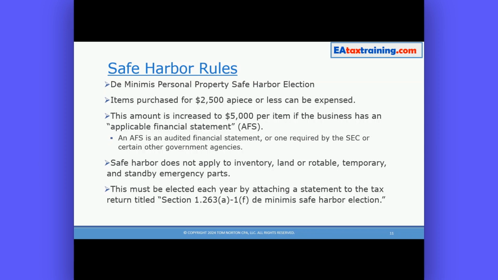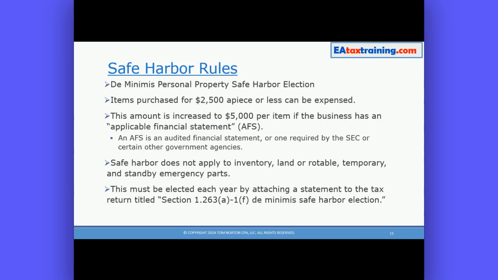Rotable, that's used a lot in the aviation industry. It's parts that you use for a while and you can reuse them several times, but eventually you're just going to throw them away. That's what a rotable part is. And then you could have temporary and standby emergency parts. So this $2,500 safe harbor election does not apply to those. You have to look at those specific types of assets and what are the rules for those in order to know how to handle them.